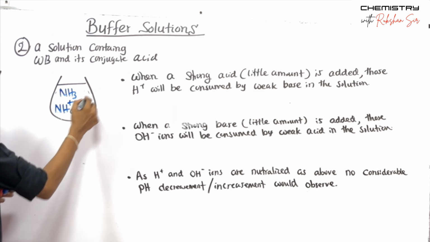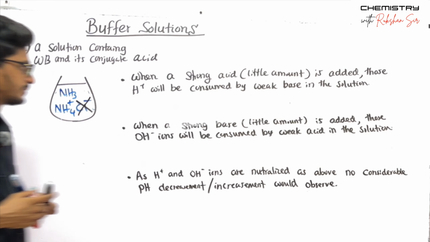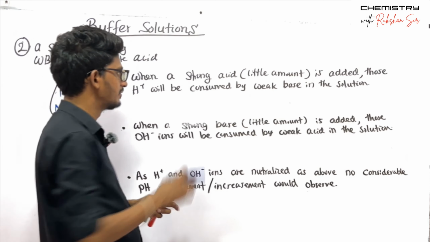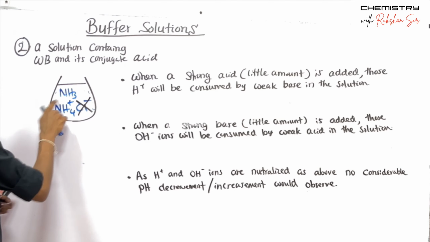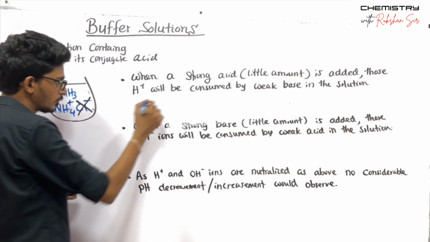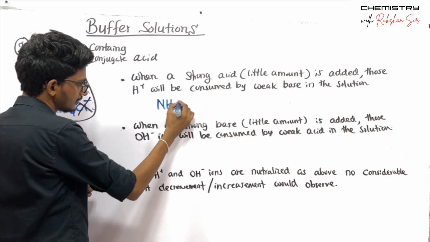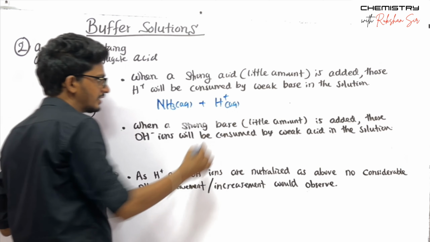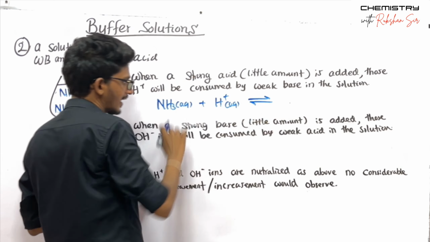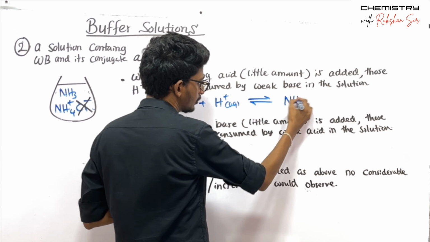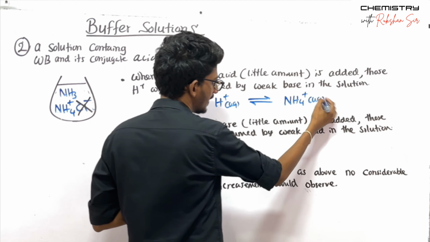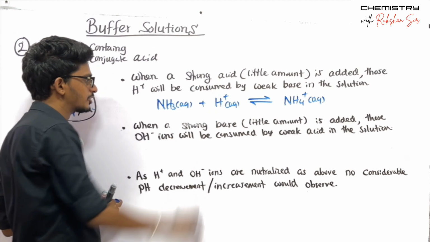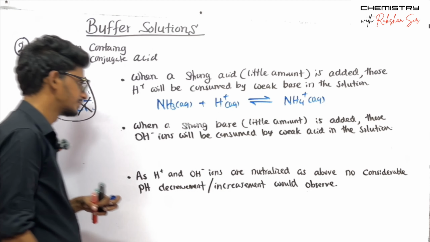So there's nothing to do with the Cl minus ions, right? No contribution to pH change. So when a little amount of a strong acid is added, those H plus will be consumed by the weak base in the solution. That is the NH3. So the NH3 will react with the H pluses added by the strong acid. So it will consume the H pluses and that will ultimately form NH4 plus. Anyway, the added H pluses will be consumed. You are not observing a considerable pH drop there as the H pluses are consumed.